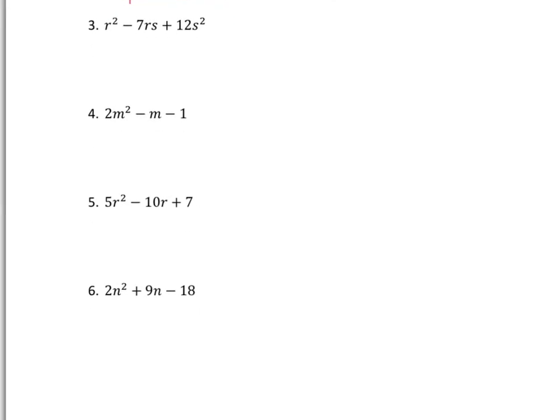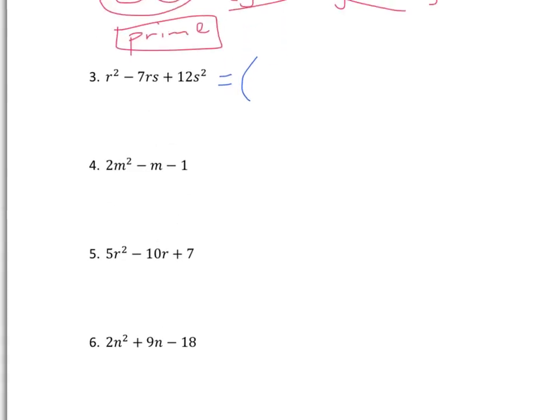Now, r squared minus 7rs plus 12s squared. This is very, very similar. A little bit higher level just because you've got two different variables in there. But it's really the same idea. Okay, so we're going to have an r at the beginning and an s at the end. You know that just by the way it's set up. r at the beginning, s at the end. Okay, there's no coefficient in front of r, so that means you're not going to have a coefficient in front of r in your answer.